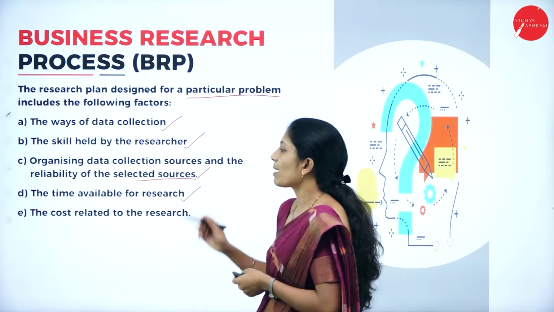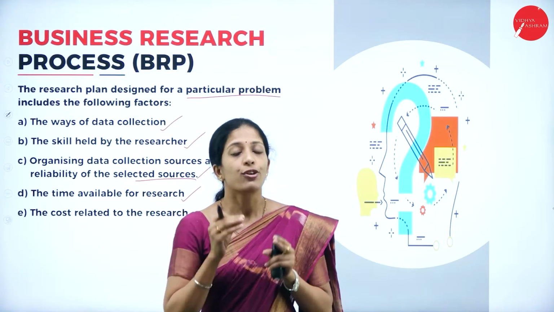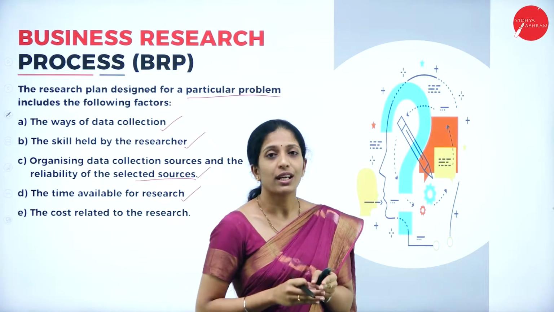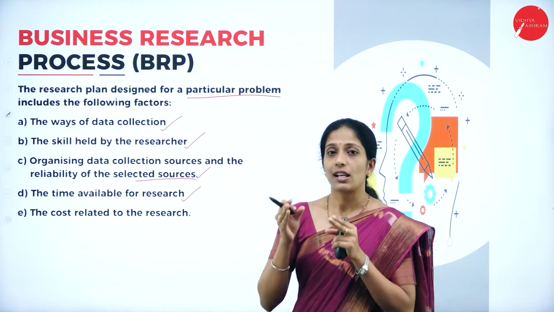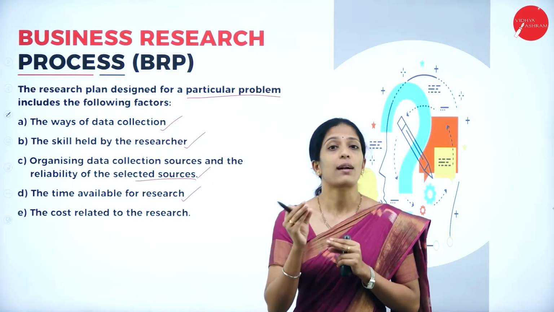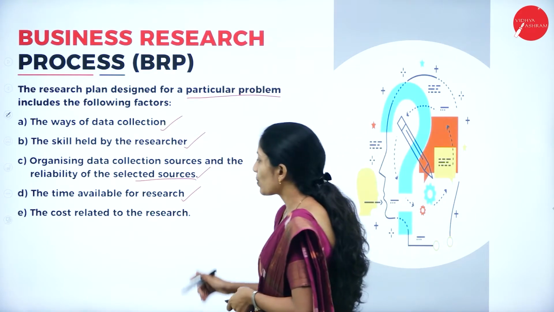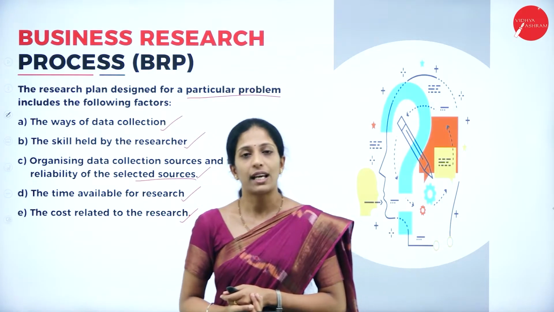Next one is the time available for research. What is the exact time required to conduct that particular research activity? It may be 1 year, 2 years, 3 years, 4 years. So what is the duration? In what period can we solve that particular problem of the business? So that is the duration. Next one is the cost related to the research. It's not an easy task to collect the information.